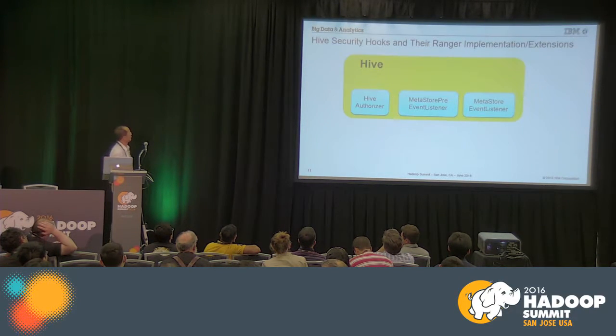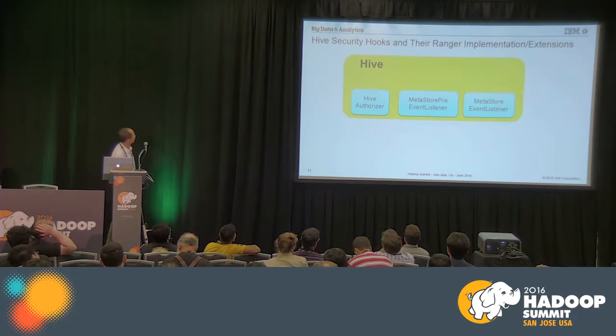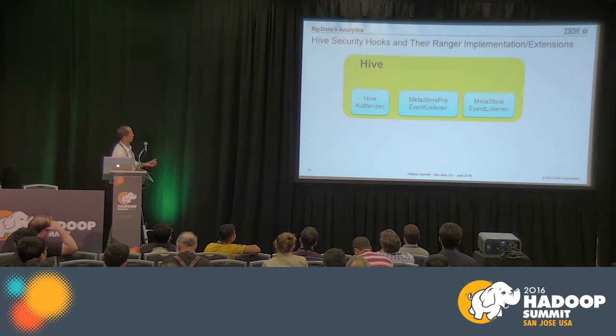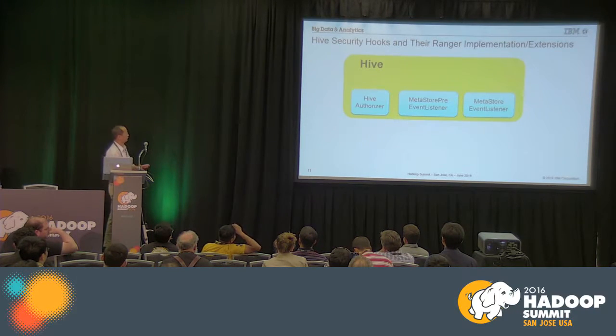So this is the implementation. Some implementation details of the agents, right? Currently Hive has three security-related hooks. The first one is the Hive authorizer, then the Metastore pre-event listener, and the Metastore event listener. The latter two APIs are for Metastore security purposes.